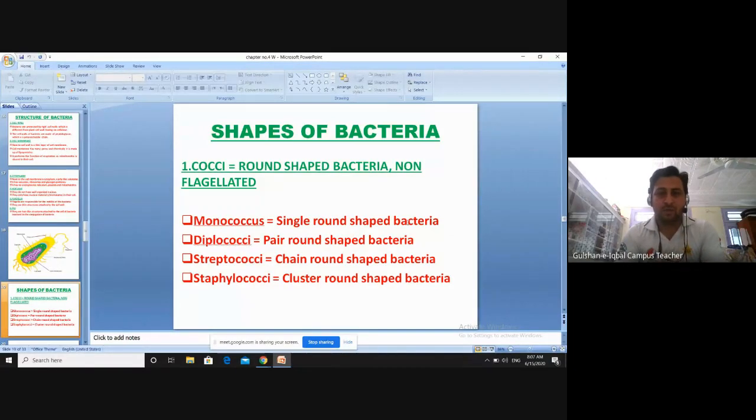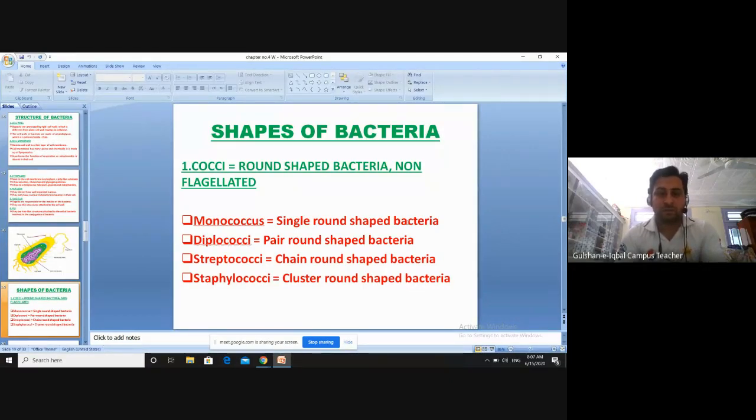Now the cocci bacteria are basically the berry-shaped, round-shaped bacteria, and there are subtypes of cocci bacteria. Number one is monococcus. Mono means single and coccus means round. Okay, so single round shaped bacteria is called monococcus. Then we are having diplococci. Diplo mean two, pair. Okay, so pair round shaped bacteria is known as diplococci.